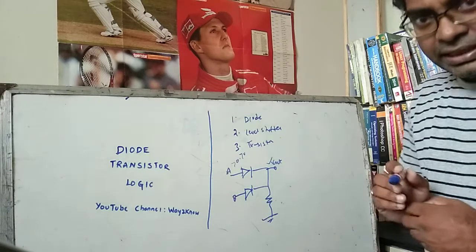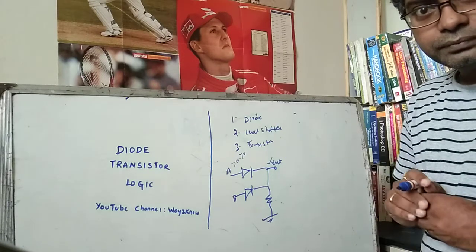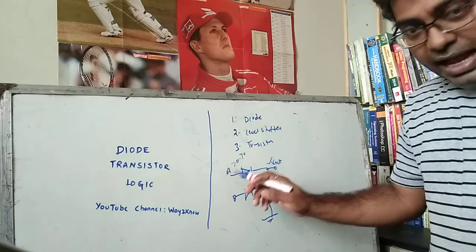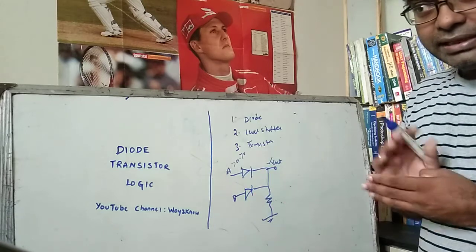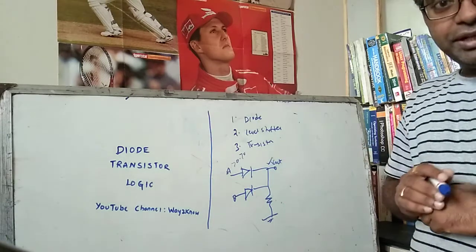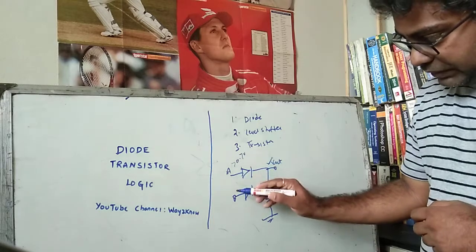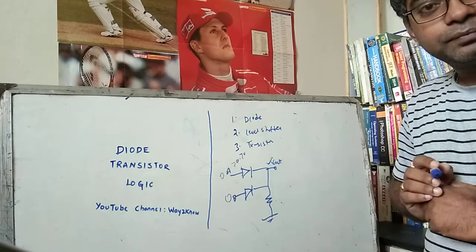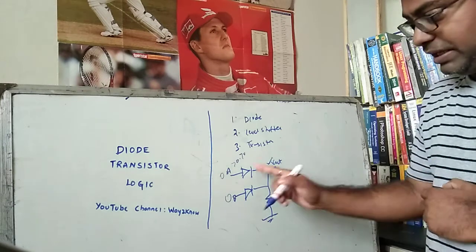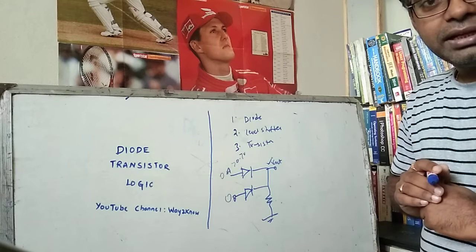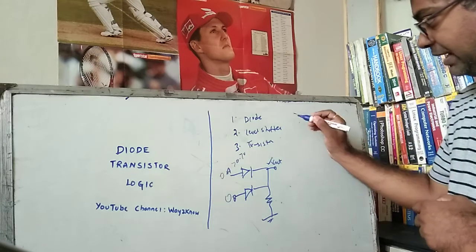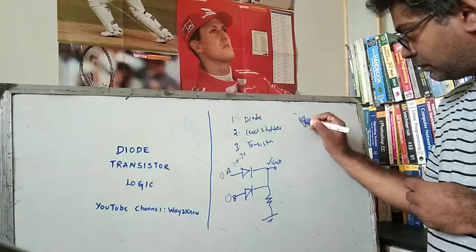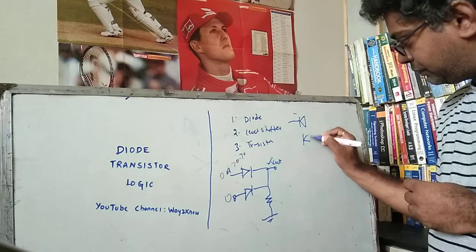So what it means is, if any input is high, then you see a voltage here. If both the voltages are 0, you see that the output is 0, because the diodes will still be in reverse bias condition. There is one more condition where the diodes can be used.